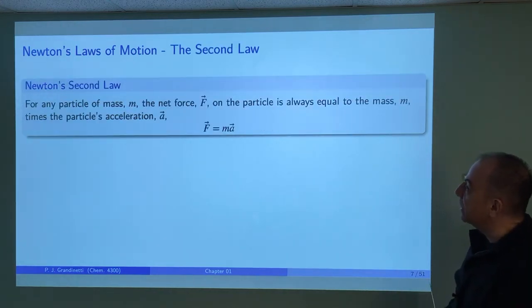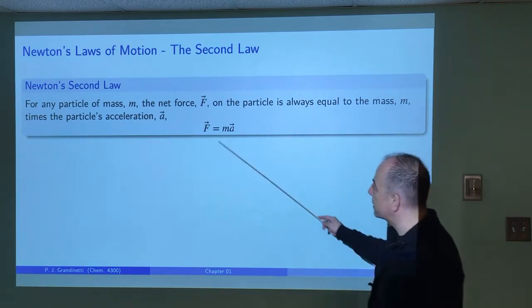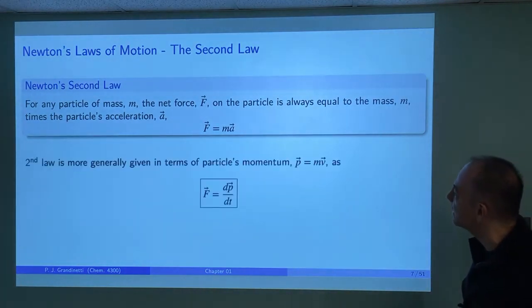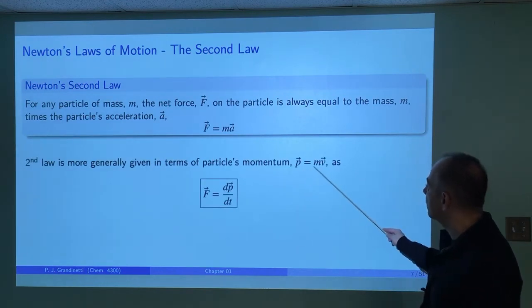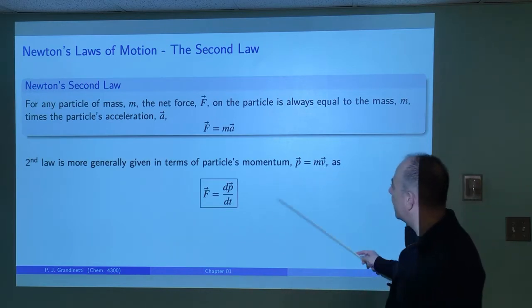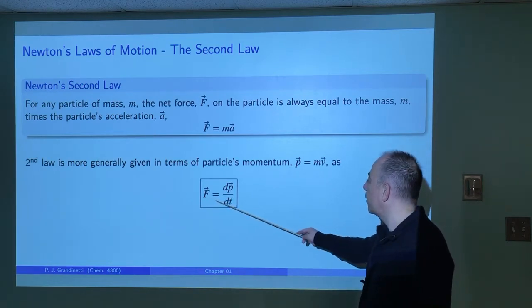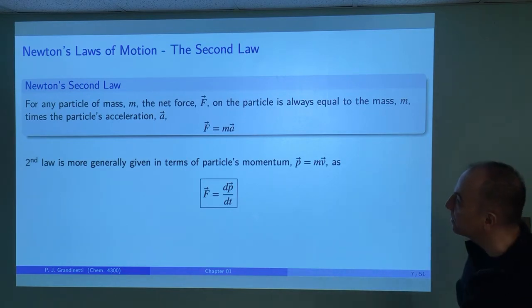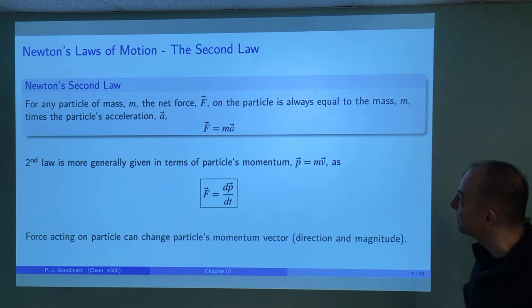Now, Newton's second law tells us that for any particle of mass m, the net force is always equal to the mass times the particle's acceleration. So F equals ma. This is the classic equation you learn in your high school physics. Now, more generally, we write this in terms of the particle's momentum vector. So the momentum vector is the mass times the velocity vector. And we write that Newton's law is that the force acting on the particle will cause a rate of change of the momentum vector for the particle. That is Newton's second law. So the force acting on a particle will change the direction and magnitude of the particle's momentum vector.